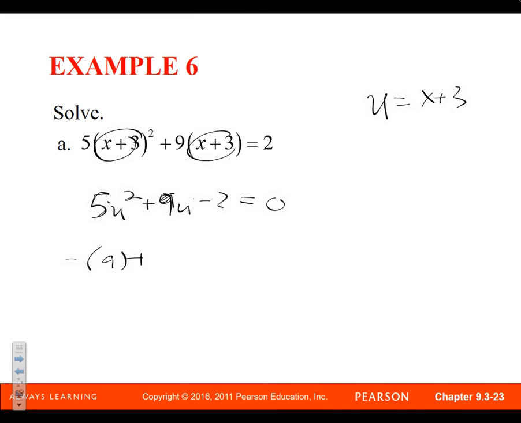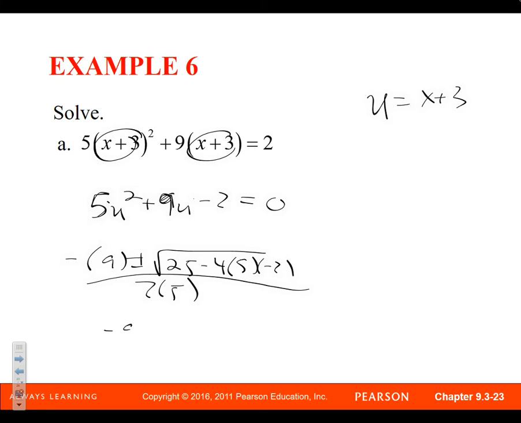Negative 9 plus or minus the square root of 25 minus 4 times, what is it? I lost it. 5 times negative 2 over 2 times 5. So negative 9 plus or minus 4 times 5 is 20. What? Am I ruining it? It's 9 squared, not 5 squared. It's 81 minus 4. Can you just redo this question tomorrow?